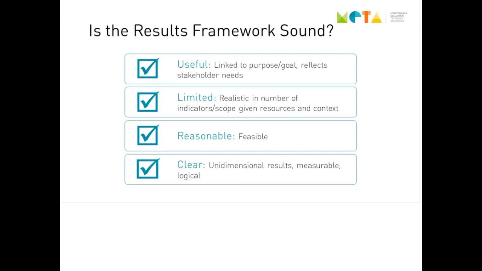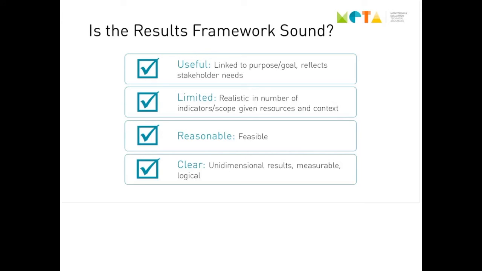And then, is it clear? Is the result clear? Is it a unidimensional result? Healthier, better educated people is not a unidimensional result, right? You're trying to measure health and education in one clump. So you don't want to do that.